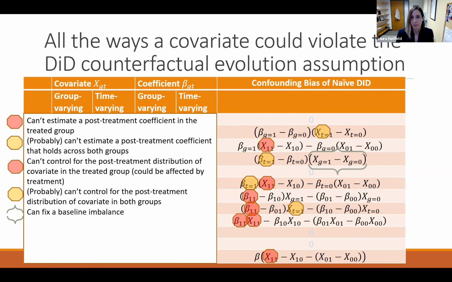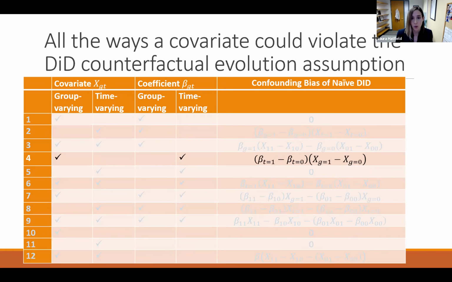However, we're in luck because even in this scenario where we're dicey about our ability to estimate that post-treatment coefficient, if we just make this thing go to zero, then we're okay because it'll be 0 times the thing. And this is the baseline imbalance in the two groups' distribution of the covariate that we care about. We can fix a baseline imbalance because it is time invariant. We can just make the two groups really comparable to each other. And once we've made that go to 0, then it doesn't matter what's happening in that other term in the product. And this is the one confounded scenario that the Hammond-Miratrix paper handles.